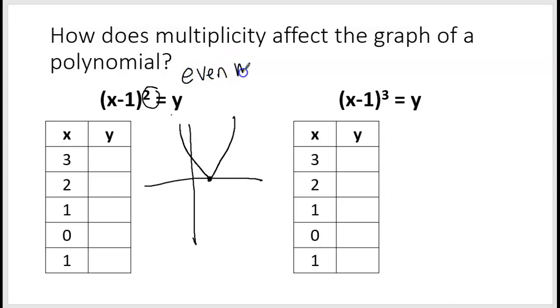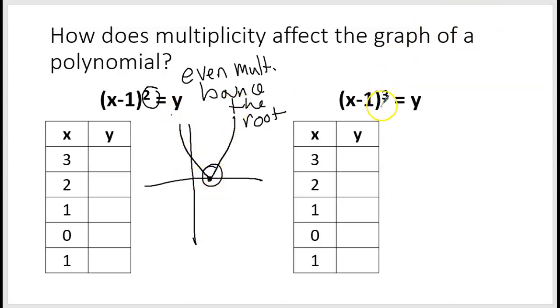And so here's what I want you guys to gather from this. Even multiplicities bounce the root. It's not very good English, but there you go. So if you have an even multiplicity, then for that root, the graph is going to bounce off of the x-axis at that point, because whatever it's doing on the left, it's going to do on the right. So if it's above the x-axis on the left, it'll be above the x-axis also on the right, but it has to touch the x-axis because it's a root. So it bounces off of the x-axis.